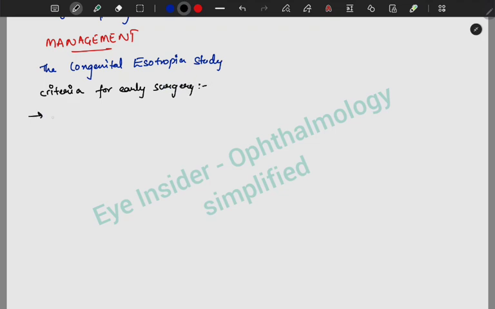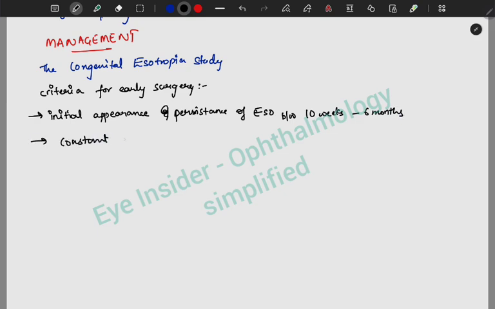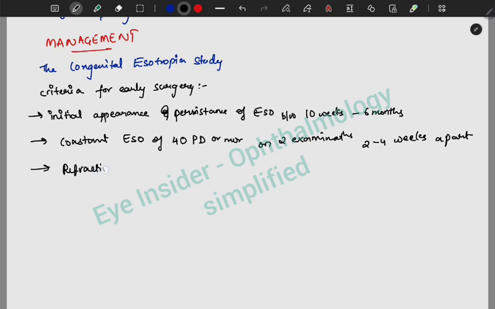The criteria for early surgery is that the initial appearance or the persistence of esotropia should be between 10 weeks to 6 months. Constant esotropia of 40 prism diopters or more, which should be there on 2 examinations 2 to 4 weeks apart, and a refractive error of less than or equal to 3 diopters spherical.